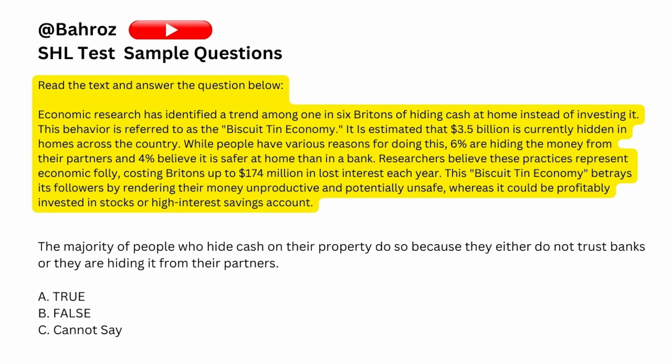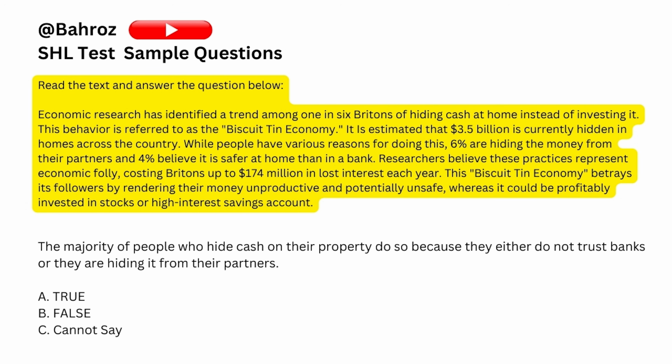Question 2. Read the text and answer the question below. Economic research has identified a trend among 1 in 6 Britons of hiding cash at home instead of investing it. This behavior is referred to as the biscuit tin economy. It is estimated that $3.5 billion is currently hidden in homes across the country. While people have various reasons for doing this, 6% are hiding the money from their partners and 4% believe it is safer at home than in a bank.